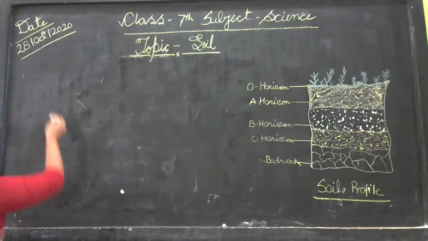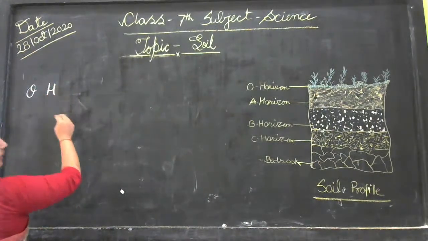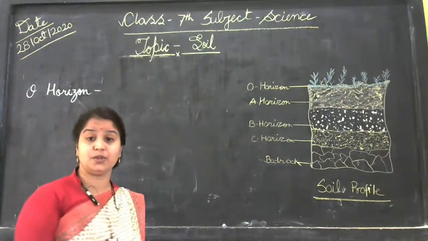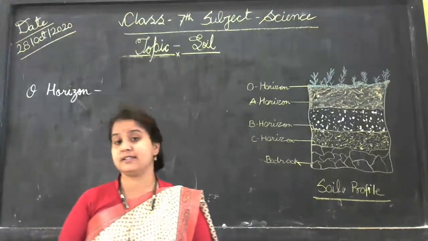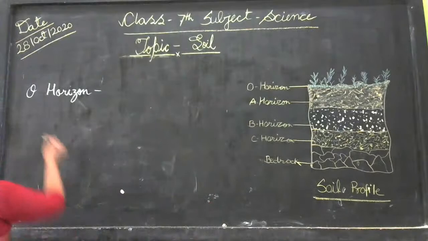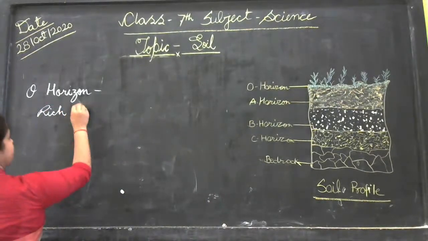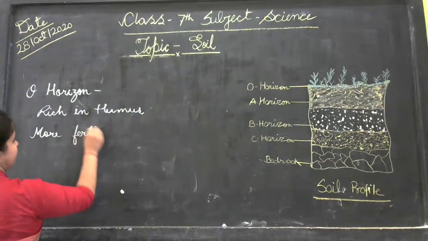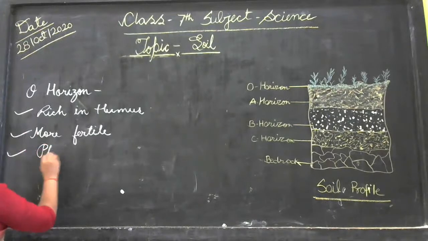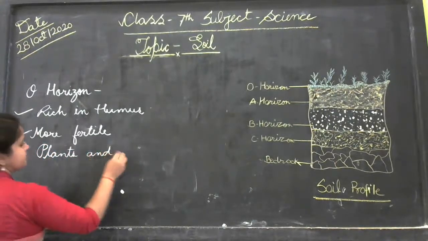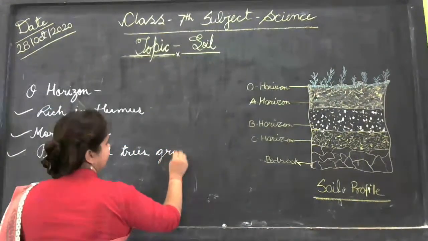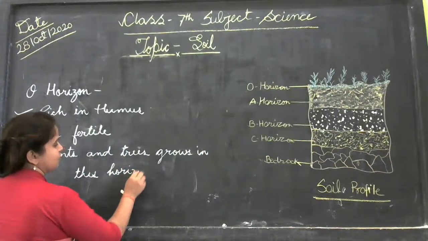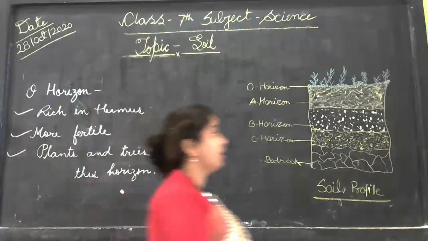So let's start with the O horizon. That is our topmost and the first horizon which is present in our Earth surface. O horizon. Okay. What's the property of the O horizon? So students, the property of this O horizon is that it is rich in humus. It's more fertile. Plants and trees grow in this horizon. Okay, so these are the characteristics or the properties of the O horizon.